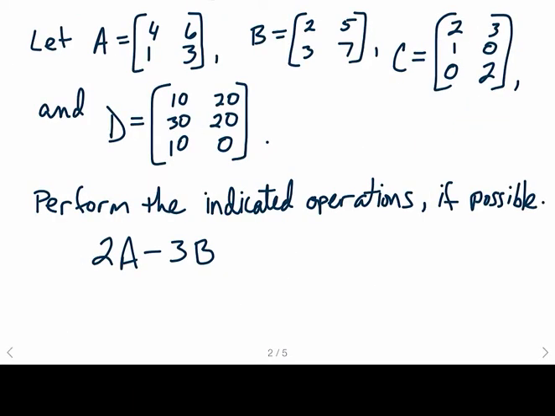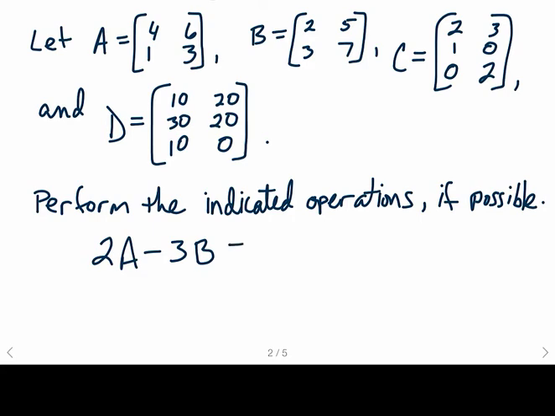Our first one, oh my gosh. Okay. We're given 4 matrices. Let A equal 4, 6, 1, 3. Again, those are rows. Let B equal 2, 5, 3, 7. And let C equal 2, 3, 1, 0, 0, 2. And then D is 10, 20, 30, 20, 10, 0. We're asked to perform indicated operations if possible. The first one being 2A minus 3B.